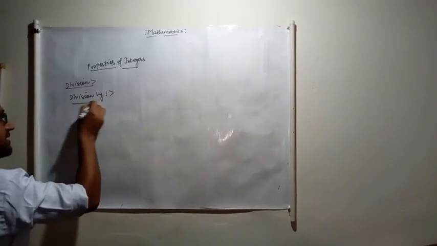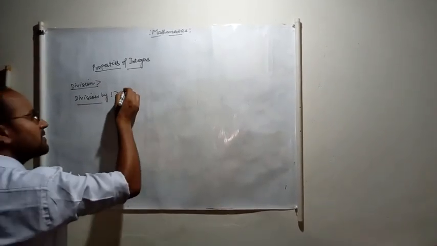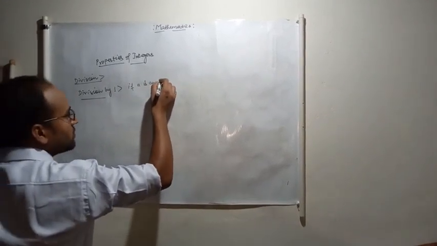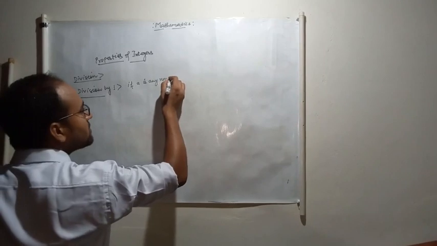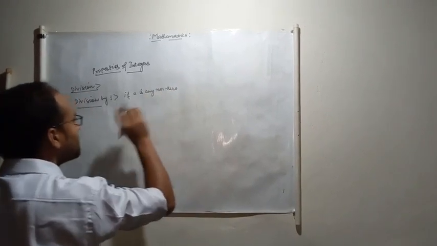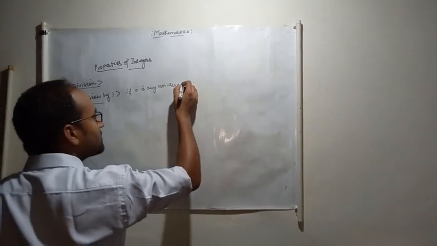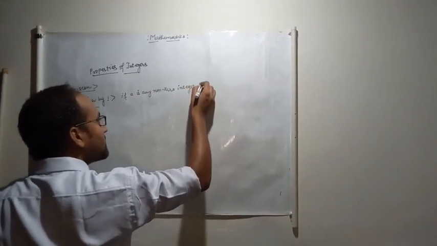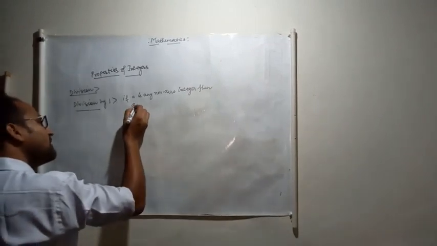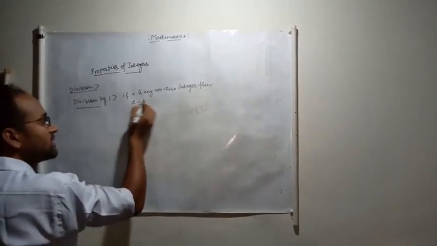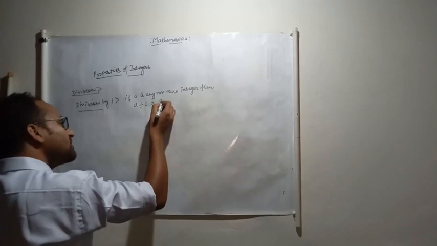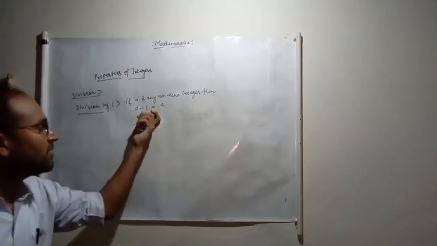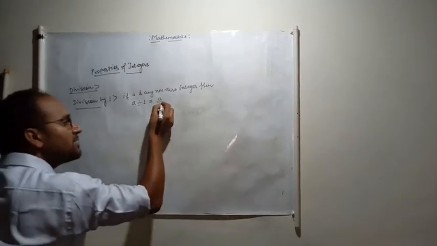It is an easy property. If a is any non-zero integer, non-zero means that the value is not 0, then a divided by 1 gives you a. Means that if you divide any integer by 1, your value is always the same integer.